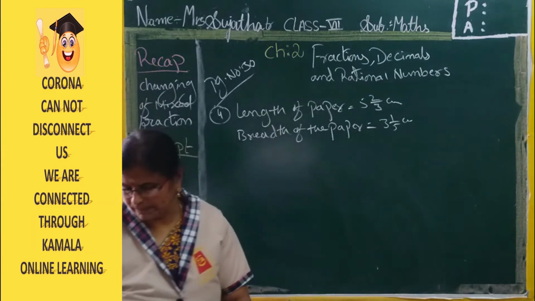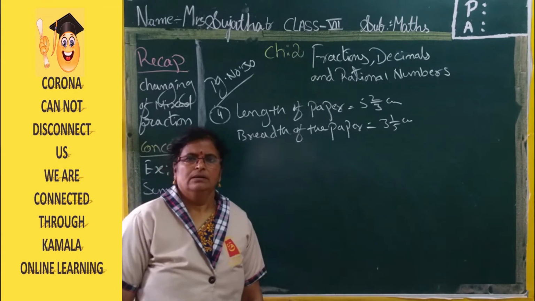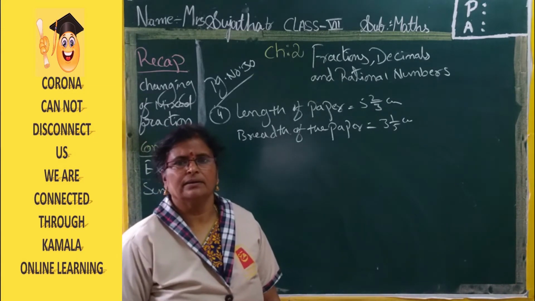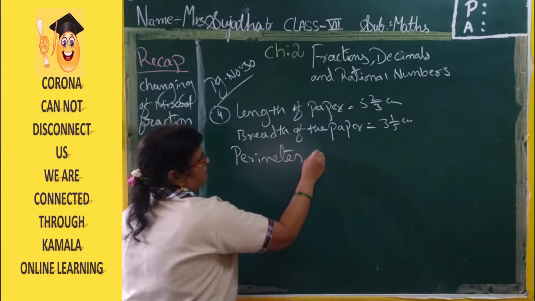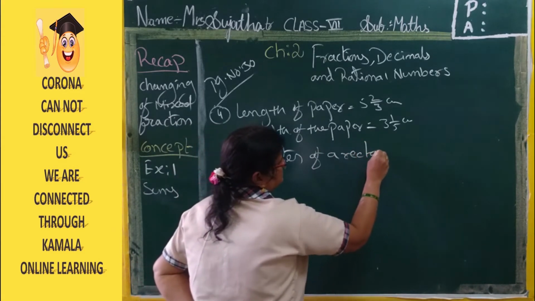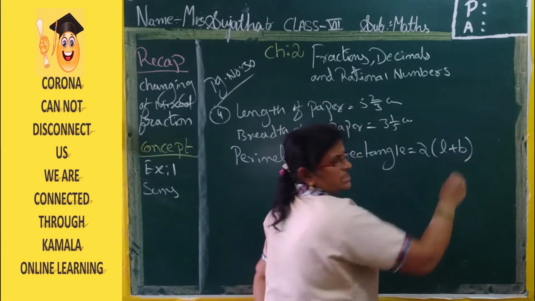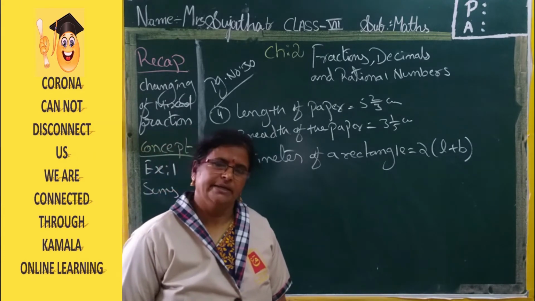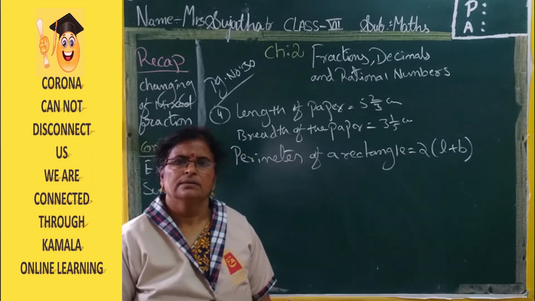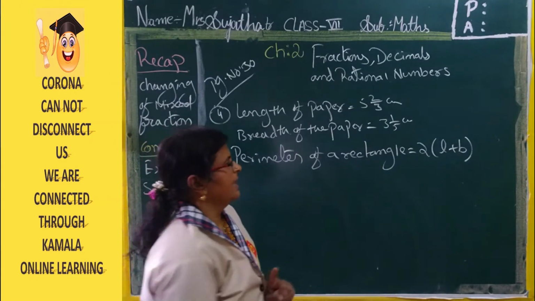Then what do you have to find, ma'am? Perimeter. So what is the formula for the perimeter of a rectangle? 2 of L plus B. What is the area of a rectangle? L into B. What is the area of a square? Side into side. What is the perimeter of a square? 4s. So please remember this. Okay. Now we have to find the perimeter of the rectangle.